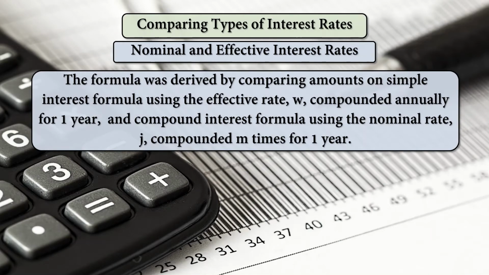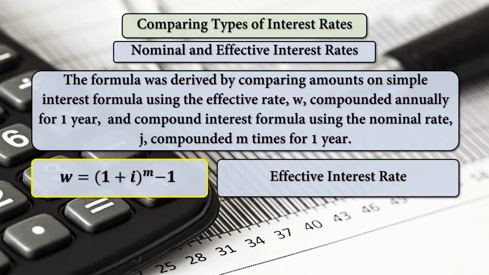The formula for the two was derived by comparing amounts on simple interest formula using effective rate W compounded annually for 1 year, and compound interest formula using the nominal rate J compounded M times for 1 year. So the formula for the effective interest rate is W equal to (1 plus I) raised to the exponent of M, minus 1. And take note, our I is equal to J over M.